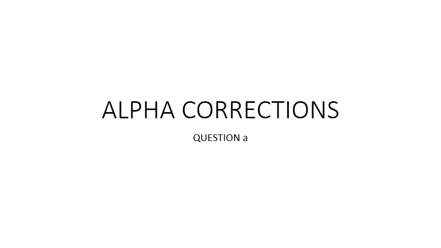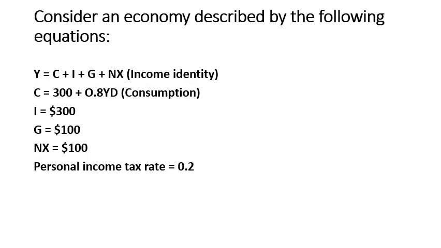Alpha corrections. Question A. I'm going to break this down into question A, question B, question C. Consider an economy described by the following equations. Y, or national income, or national output, or GDP, is equal to C plus I plus G plus NX, NX being net exports. That's called the income identity. The next equation, C, this is the total consumption equation, is equal to 300.